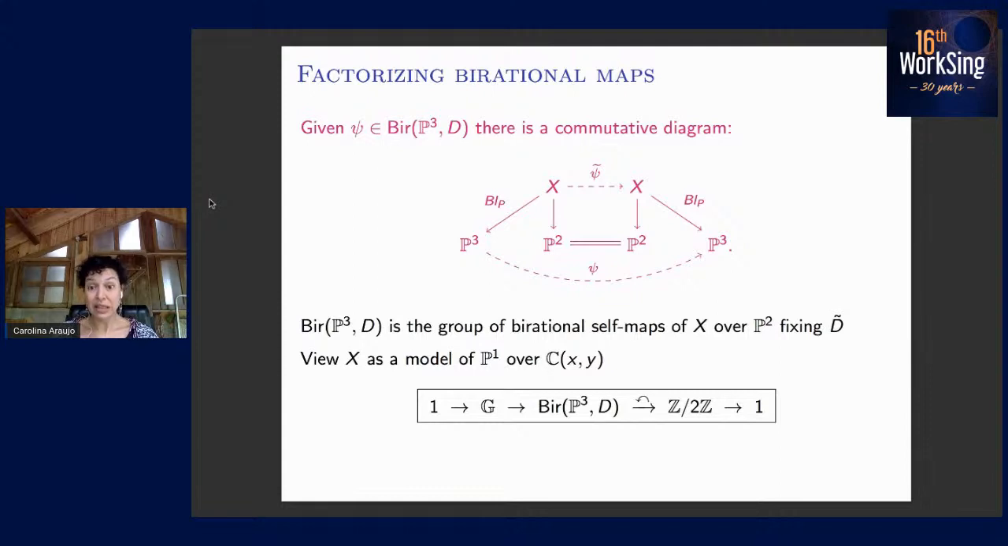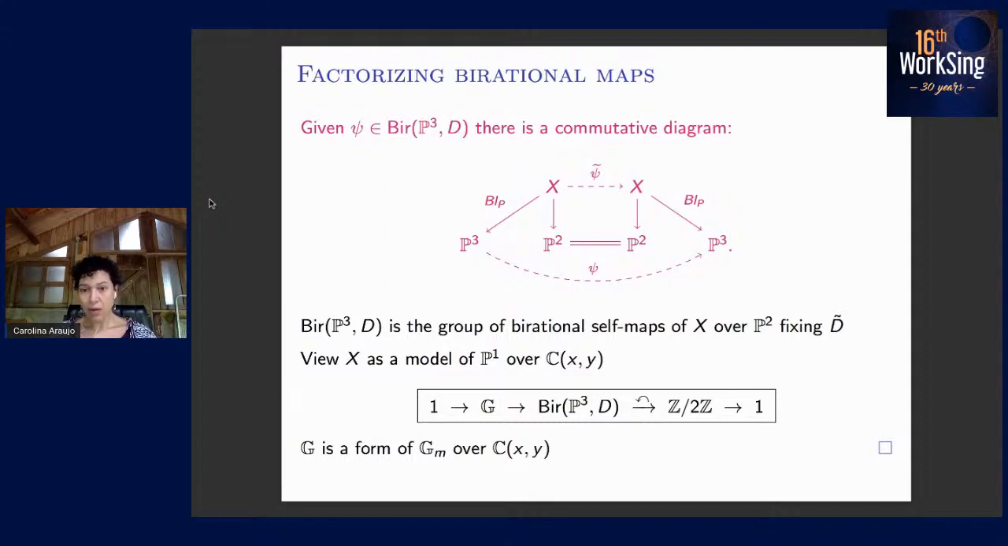And now let's look at the kernel G. The kernel will correspond to birational self-maps of X that fix D tilde pointwise. Now D tilde maps 2-to-1 over P2. And so if we perform a base change by D tilde, it becomes a birational self-map of this P1 bundle, having this P1 over the function field of the surface, fixing 2 points. Now, automorphisms of P1 that fix 2 points is precisely Gm. So this is how we see that G is a form of Gm over the function field of the plane.